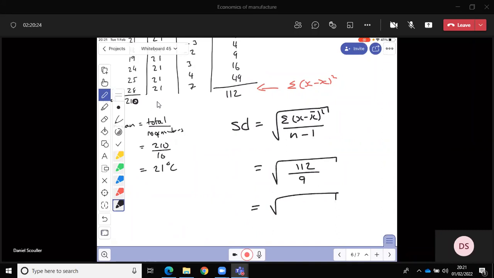Sorry, I just went straight for the answer. So you can write out that separate line, or you can just go straight for the answer. I'll do it to 2 decimal places, and unless it asks otherwise, do it to 2 decimal places. So 3.53 standard deviation. Now standard deviation on its own doesn't mean anything.